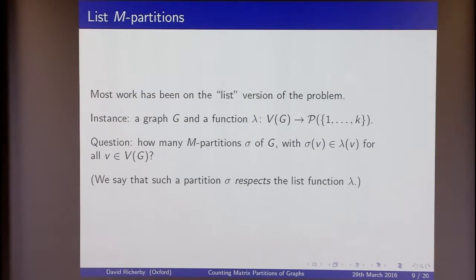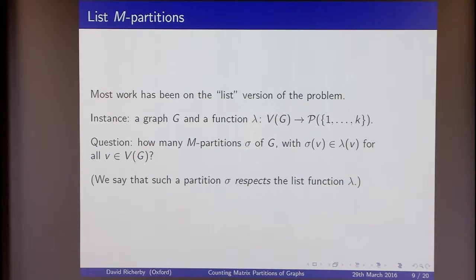Okay, so now our instance of the problem is going to be a graph G. We've got a fixed matrix M. Our input will be a graph G and a list function lambda, which for each vertex of the graph tells you which part of the partition you're allowed to put that vertex in. Okay, and the question then is, how many M-partitions are there of the graph that obey the restrictions given by the lists? So where every vertex is placed in a part that is in the list given to that vertex. And if we have a partition of that form, we say that it respects the lists.